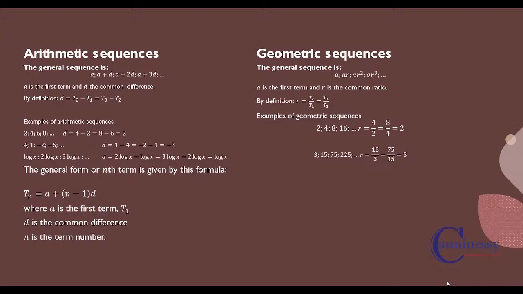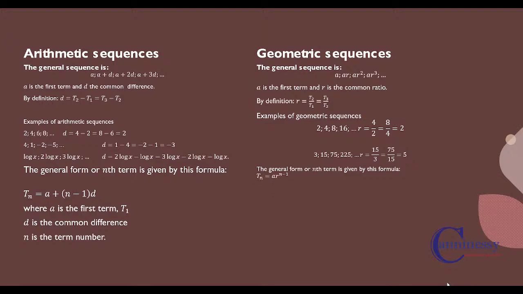The sequence continues. So the common ratio R is equal to 15 divided by 3, that is T2 divided by T1. And also it is equal to T3 divided by T2, which is equal to 5. So in summary, the common ratio is equal to the successive term divided by the previous term. So the general form or nth term is given by this formula.